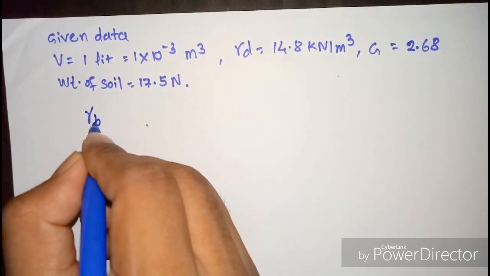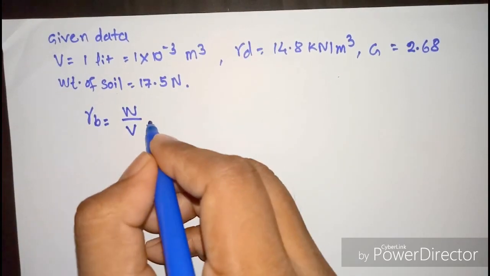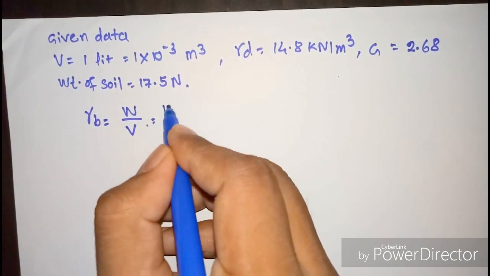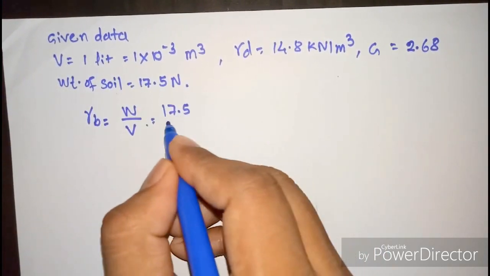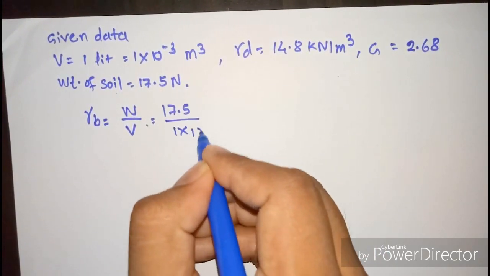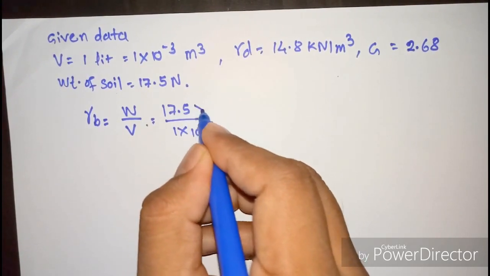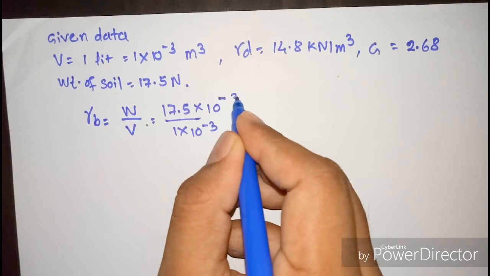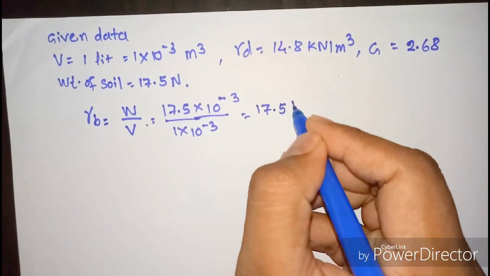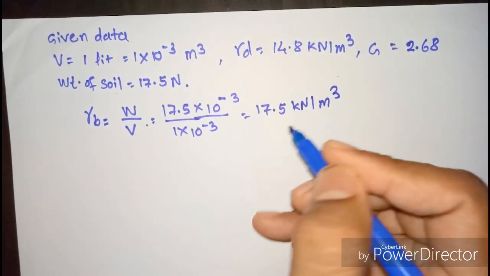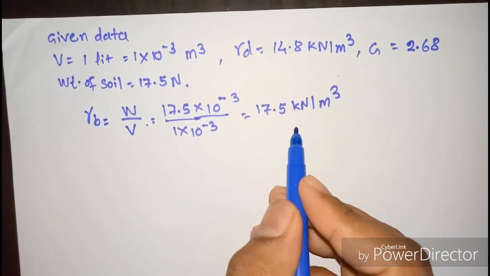So gamma B, bulk unit weight, is equal to total weight upon total volume. So we know the total weight is 17.5 Newton and volume is 1 liter. So converted into meter cube, 1 into 10 raised to minus 3. 17.5 Newton converted into kilonewton, so multiply by 10 raised to minus 3. So 17.5 kilonewton per meter cube. Bulk unit weight is 17.5 kilonewton per meter cube.